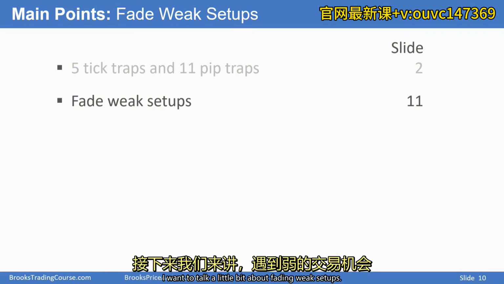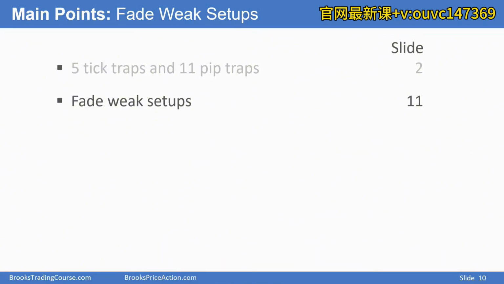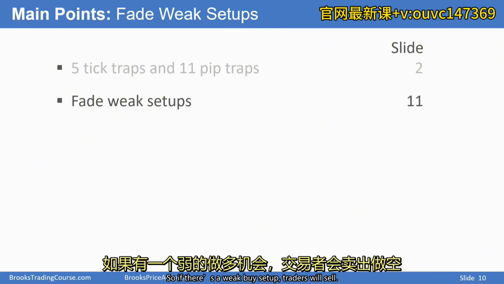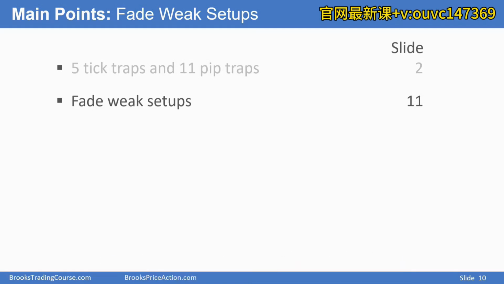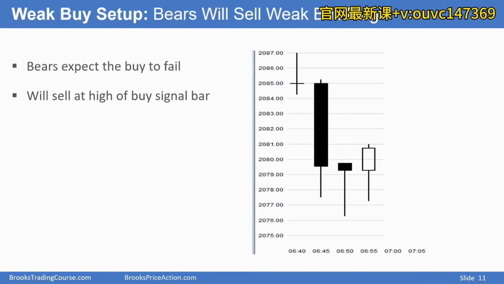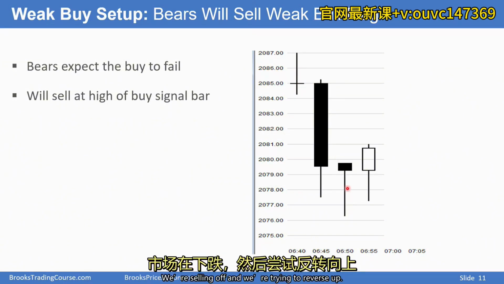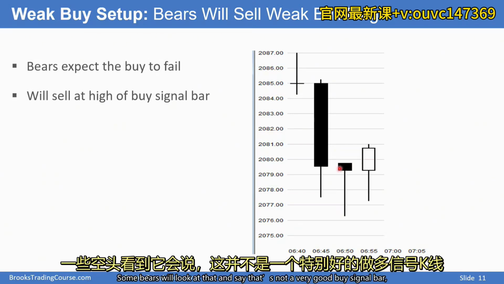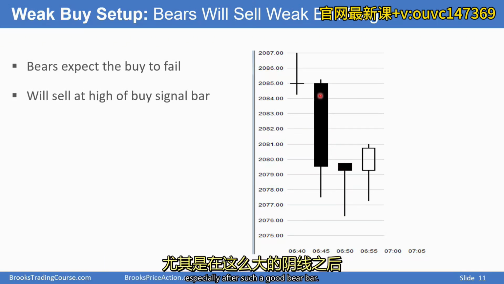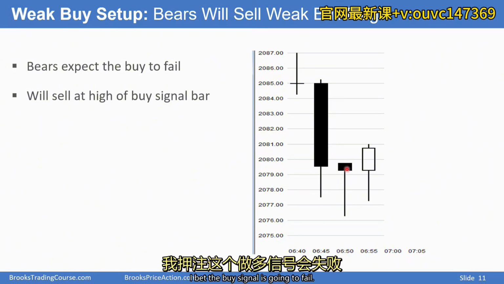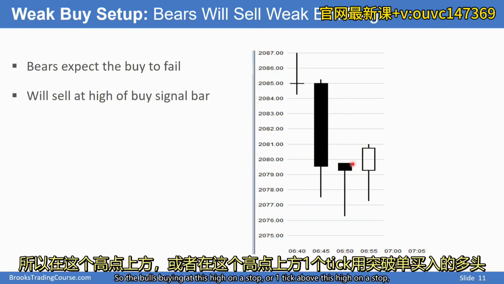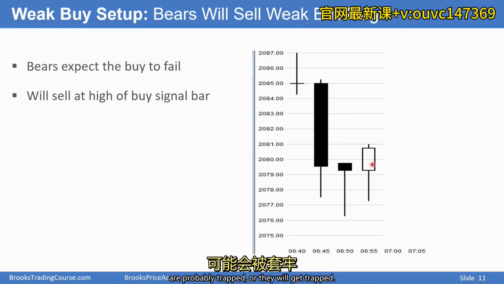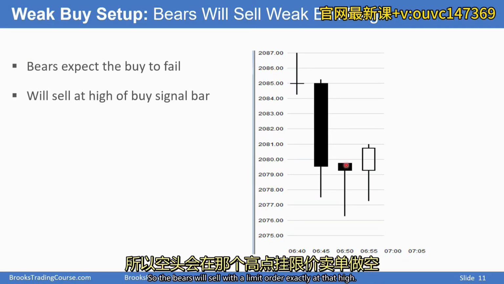I want to talk a little bit about fading weak setups. Fading means doing the opposite. So if there's a weak buy setup, traders will sell. Let's look at this. We're selling off and we're trying to reverse up. Some bears will look at that and say, oh, that's not a very good buy signal bar, especially after such a big bear bar, I bet the buy signal is going to fail. So the bulls buying at this high on a stop, or one tick above this high on a stop, are probably trapped, or they will get trapped. So the bears will sell with a limit order exactly at that high.